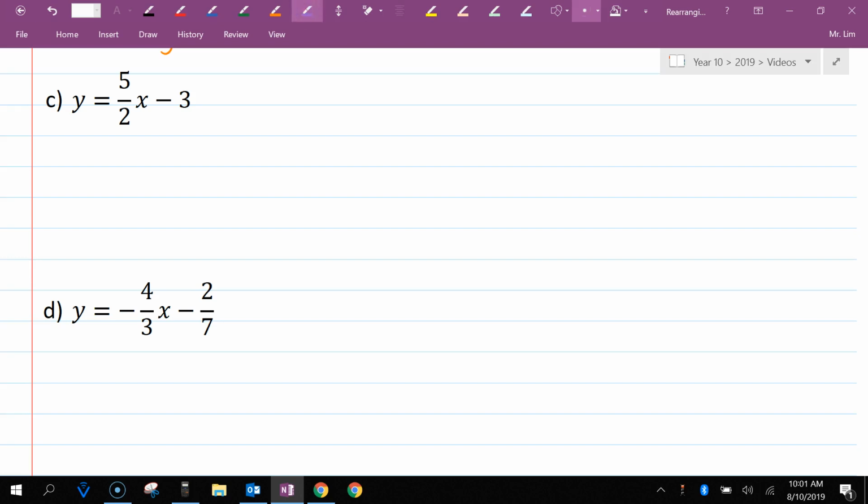Okay, so for question C, I have a look at x. It's positive, which means I'm going to move my y to the other side. So I have 0 on this side is equal to 5 over 2x minus y minus 3. Okay, so these two stay the same, but the y changes sign to minus y, because that's the only one that we're moving.